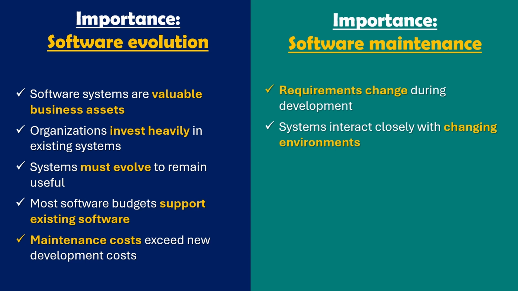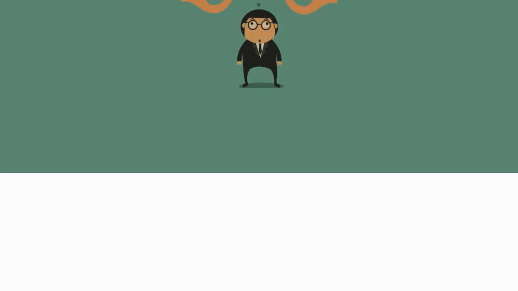When a new system is introduced into an organization, it often changes the workflows and the processes, which then creates new requirements for the software itself. This means software cannot remain static. To stay useful and relevant, software must be continuously maintained and adapted to changing conditions.